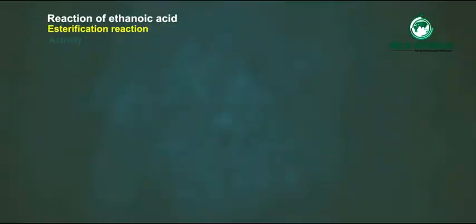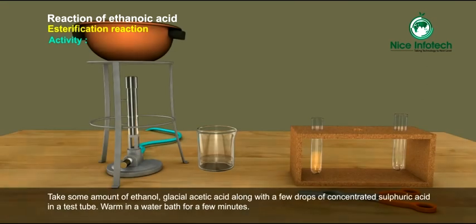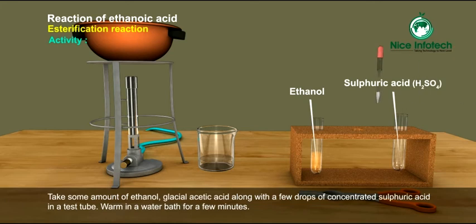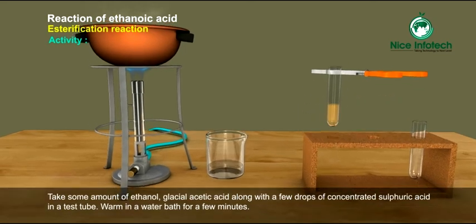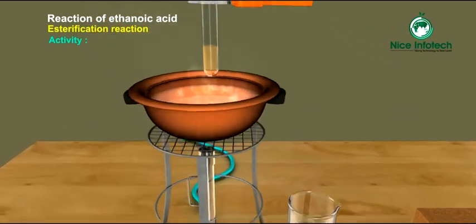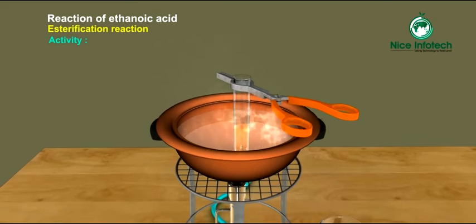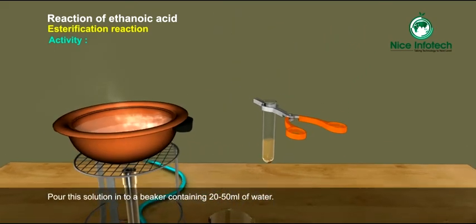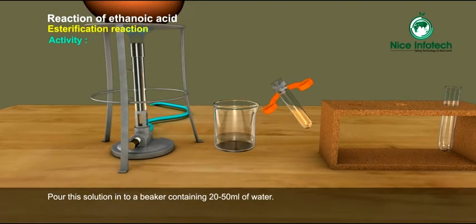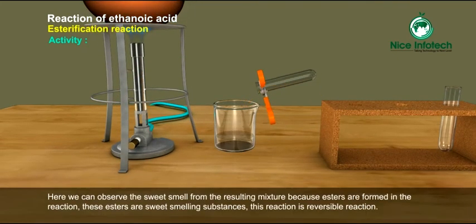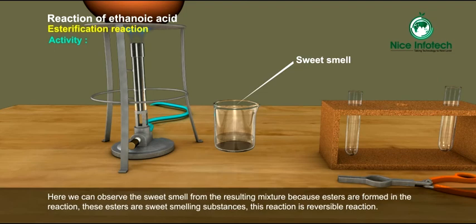Esterification reaction. Activity: take some amount of ethanol and glacial acetic acid along with a few drops of concentrated sulfuric acid in a test tube. Warm in a water bath for a few minutes. Pour this solution into a beaker containing 20 to 50 ml of water. Here we can observe a sweet smell from the resulting mixture because esters are formed in the reaction. These esters are sweet smelling substances. This reaction is a reversible reaction.